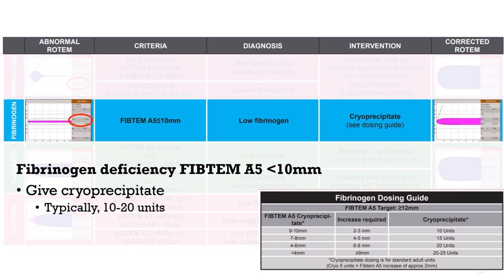There are some dosing guides of how small your FibTem is. If it's only a little bit small, you only give a little bit of cryo, and if it's a really small A5, then you give more. But 10 to 20, I think, is going to be acceptable for the exam and the practice. So that's fibrinogen.